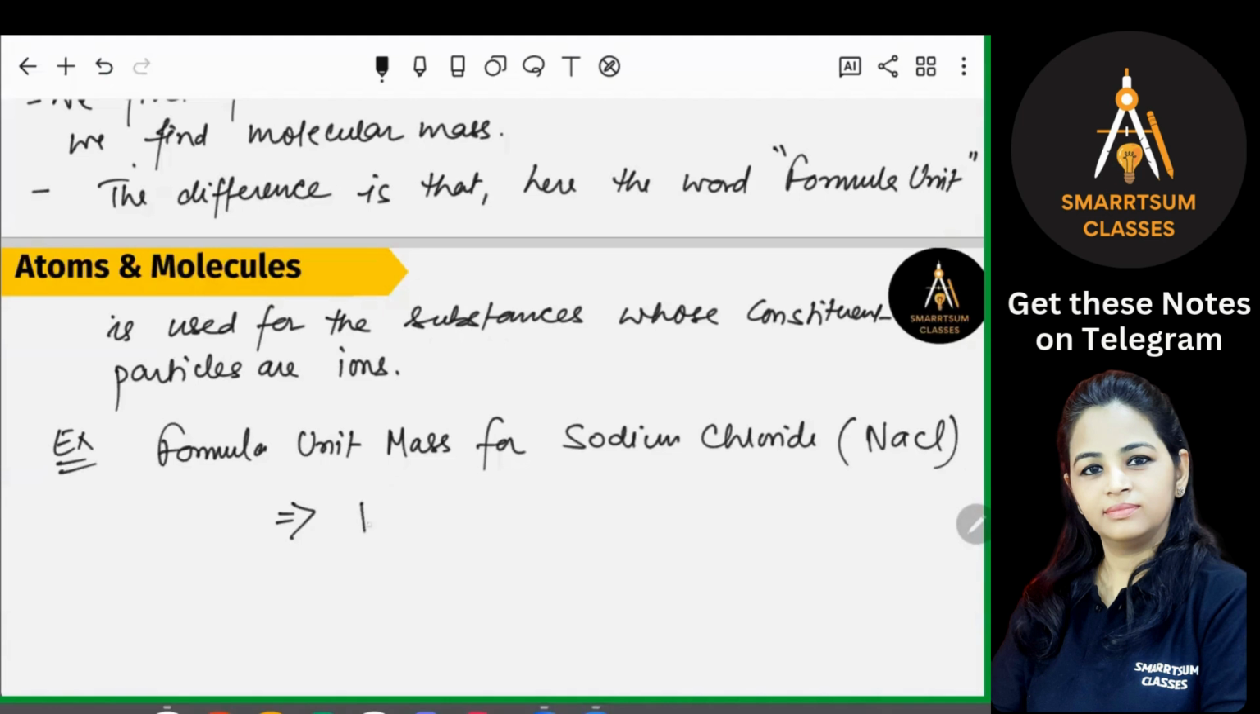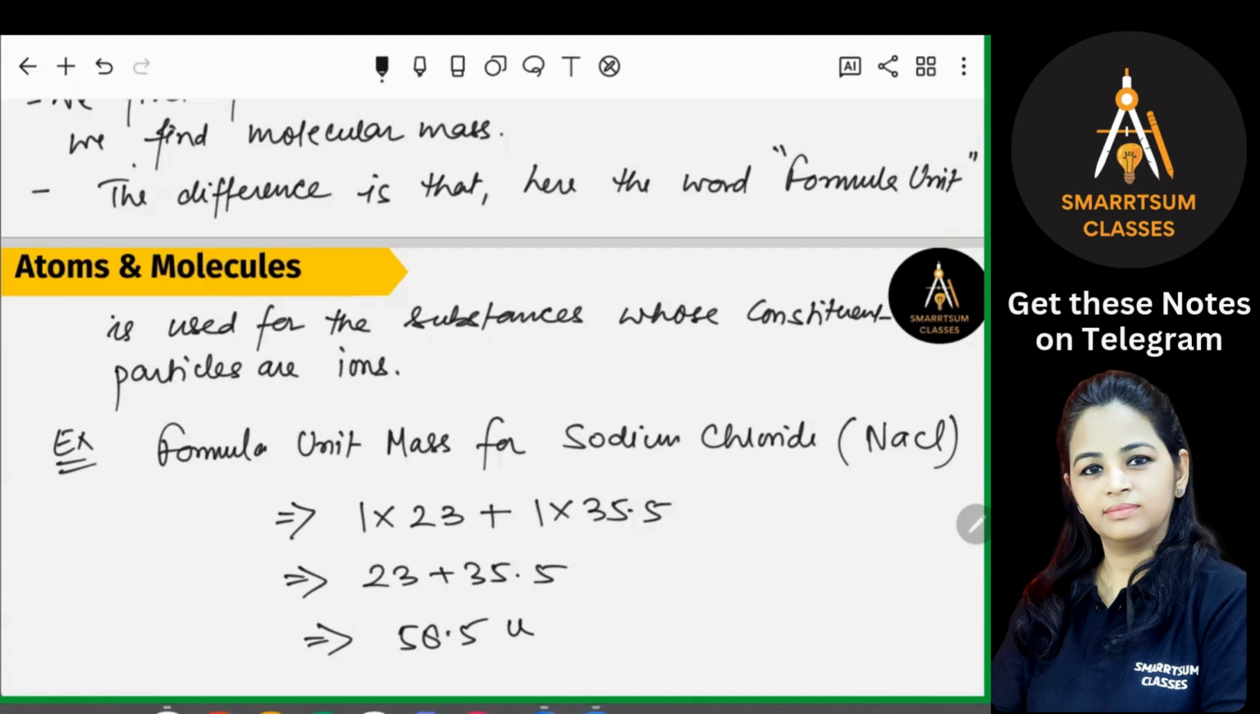The atomic mass of sodium is 23. Na is one atom, so 1 into 23 plus, now the atomic mass of chlorine is 35.5, because of the presence of the isotopes. So we will write it as 1 into 35.5. Now we will add them. So this is 23 plus 35.5, and this equals 58.5 U or AMU. That is the same thing.